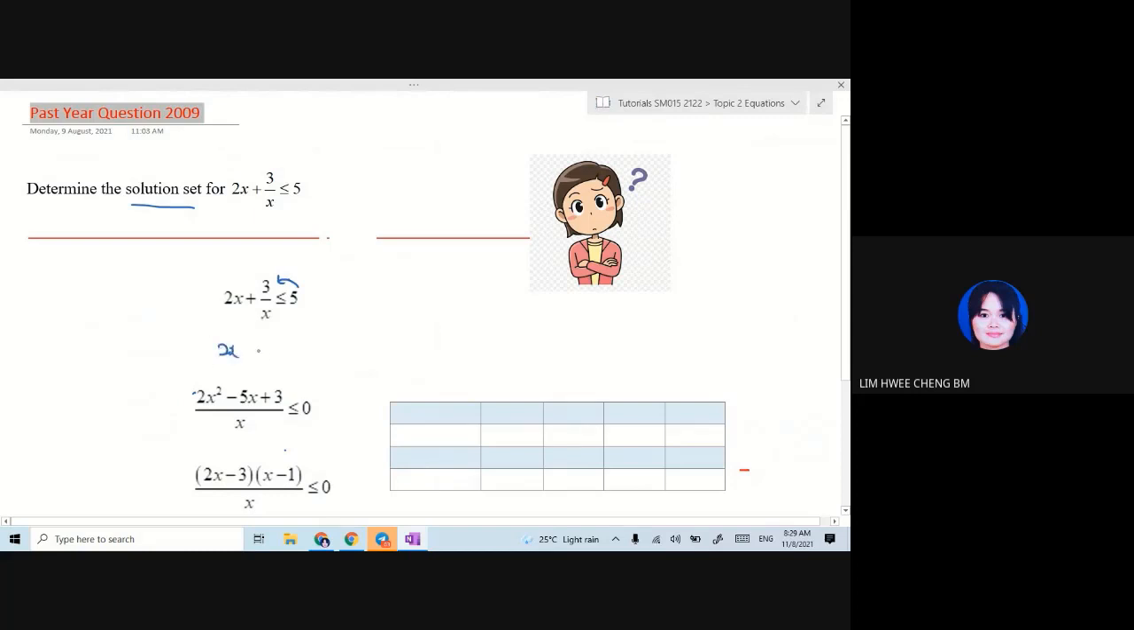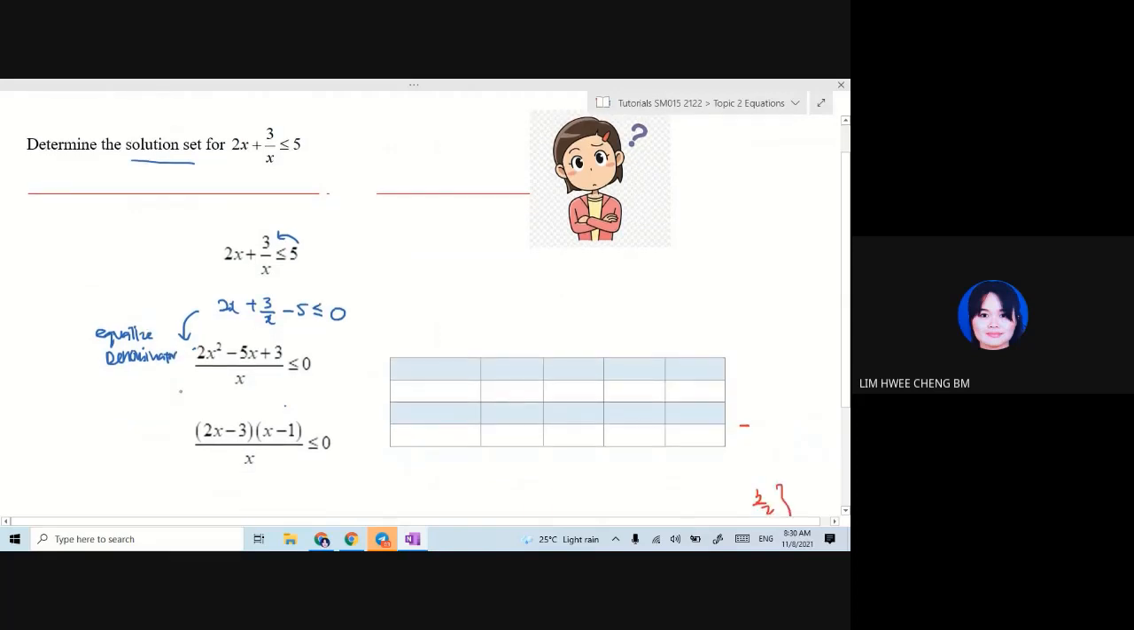Okay, so you have to rearrange the inequality. You move the 5 to your left hand side. So you have the 3 over x minus 5 less or equal than 0. Okay, so you proceed with the same step. You equalize the denominators. Okay, and then you factorize. So for these cases, the 0 should be what? For 2x minus 3, what is the 0? 3 over 2. 3 over 2.